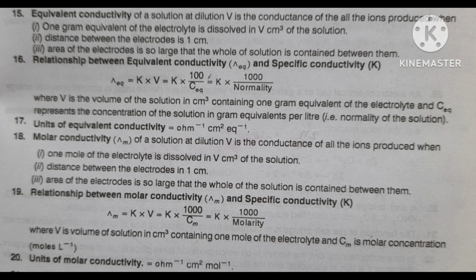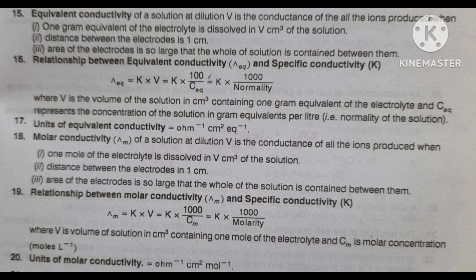Correct? Then this volume contains 1 gram equivalent, you remember. Hence you can write that equivalent conductance is equal to kappa into 1000 divided by normality. Because now, what is the normality? The number of equivalents present per liter. Number of equivalents present per liter, that is the normality.